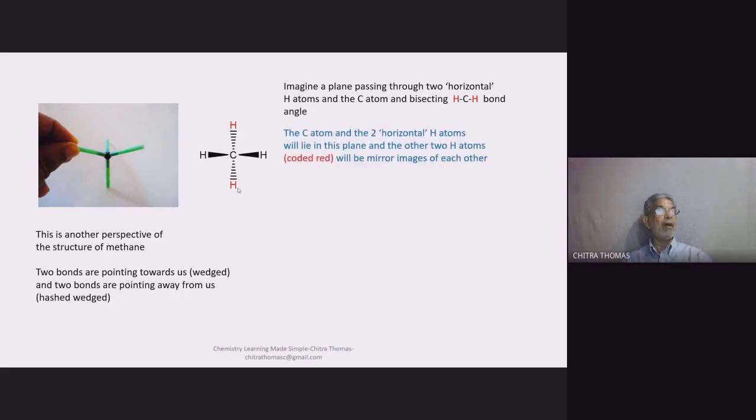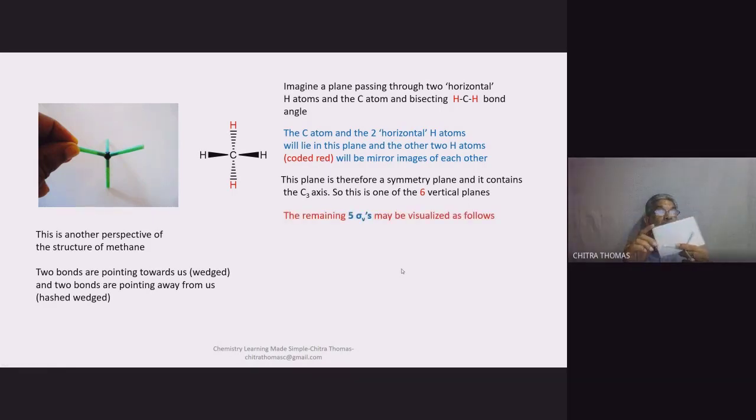Now, the carbon atom and the two horizontal atoms will lie in this plane, and the two hydrogen atoms, coded red, will be mirror images of each other. These three will lie in the same plane. So, this plane is a symmetry plane and it contains the C3 axis. So, this is one of the 6 vertical planes. One of the 6 vertical planes contains a carbon atom and two hydrogens. We are identifying one such vertical plane.